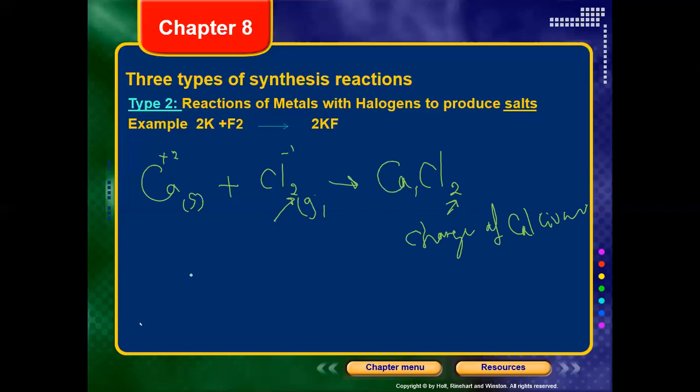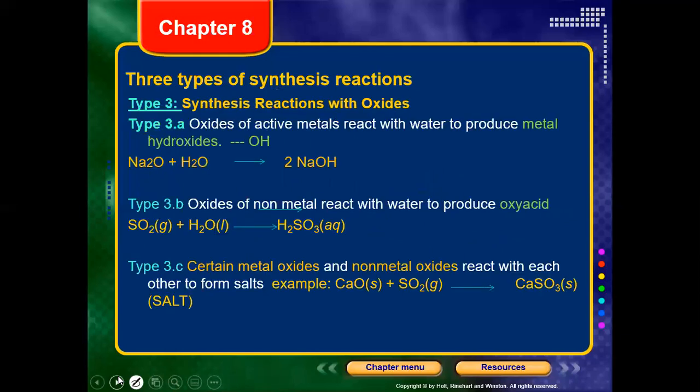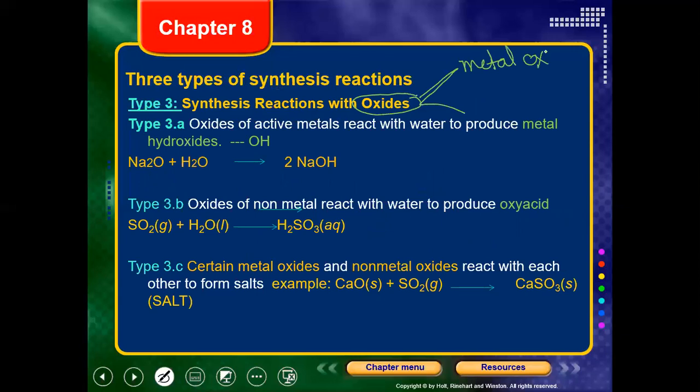Okay, so you have an element plus another element producing one compound, so it is a synthesis reaction. Now, this third type of synthesis reactions is the reaction with oxides. When I'm saying oxides, there is oxygen. Oxides, either metal oxide or non-metal oxides.